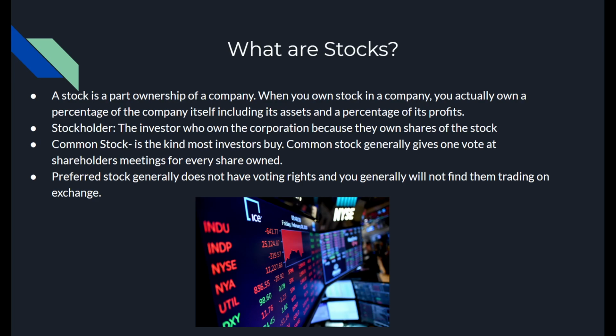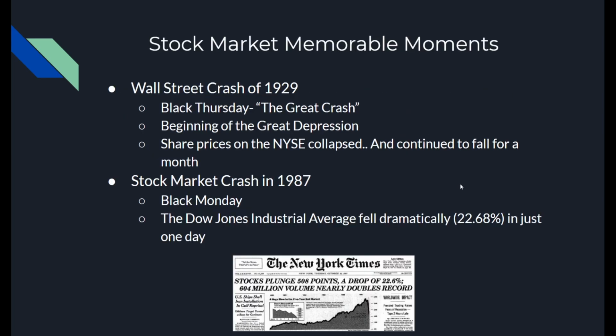So what's a common stock? A common stock is the kind most investors buy. Common stock generally gives one vote at shareholders' meetings for every share owned. And a preferred stock generally does not have voting rights, and you generally will not find them trading on the exchange. Just some moments in the stock market, some things that obviously have affected the market as a whole.